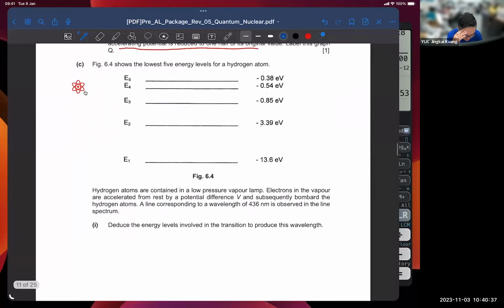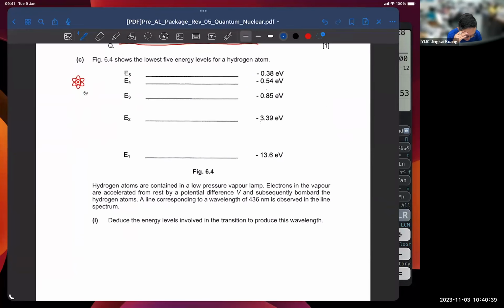Okay, show highest energy. So these are the five lowest energy levels of the hydrogen atom. You're given the values there. Don't memorize the values. Then heat up. Hydrogen atoms are contained in a low pressure vapor lamp, so they are separated from the rest, and then you bombard the hydrogen atoms. Then I get 436 nanometers. Describe the energy level change used to produce this wavelength.